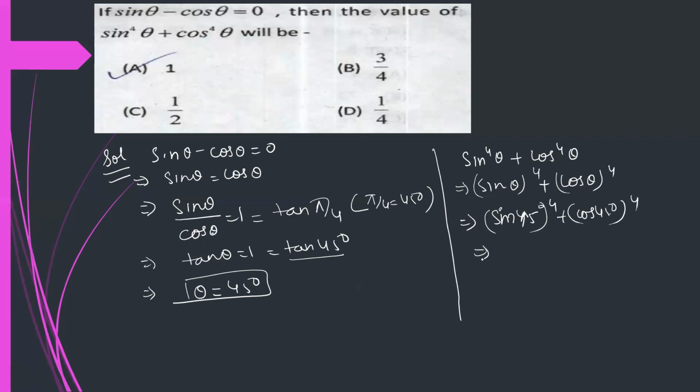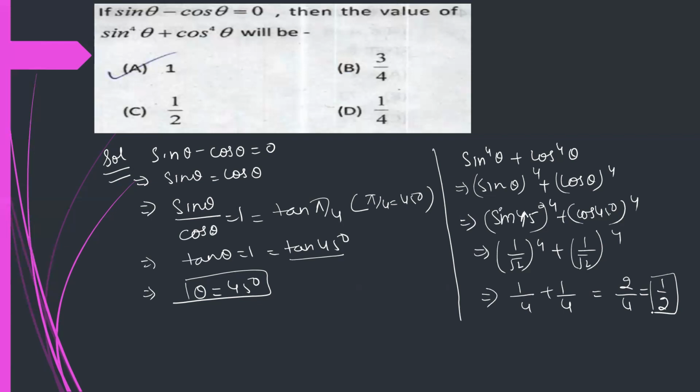which will give us, what is the value of sine 45? It's 1 by root 2, whole to the power 4, plus 1 by root 2, whole to the power 4, which will give us 1 by 4 plus 1 by 4, which is equal to 2 by 4, and that is 1 by 2, which is the required solution of the problem provided to us. I hope you can see option A is the right answer.